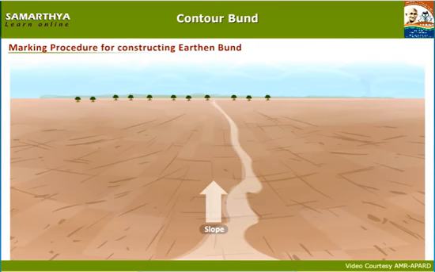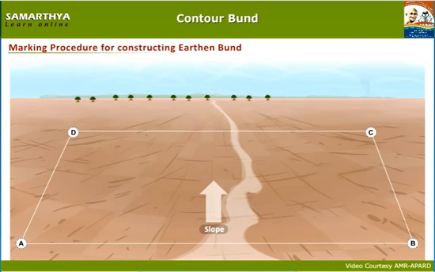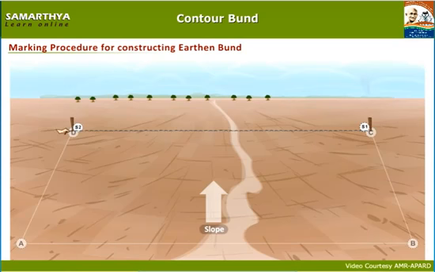First, the farmer who constructs earthen bunds has to mark the boundaries of the land. If we have to construct an earthen bund at CD boundary in the land with cross section area of 0.72 square meters, fix wooden poles at C and D which are the boundaries of the land. Let us call the wooden poles S1 and S2. Join S1 and S2 with a thread.